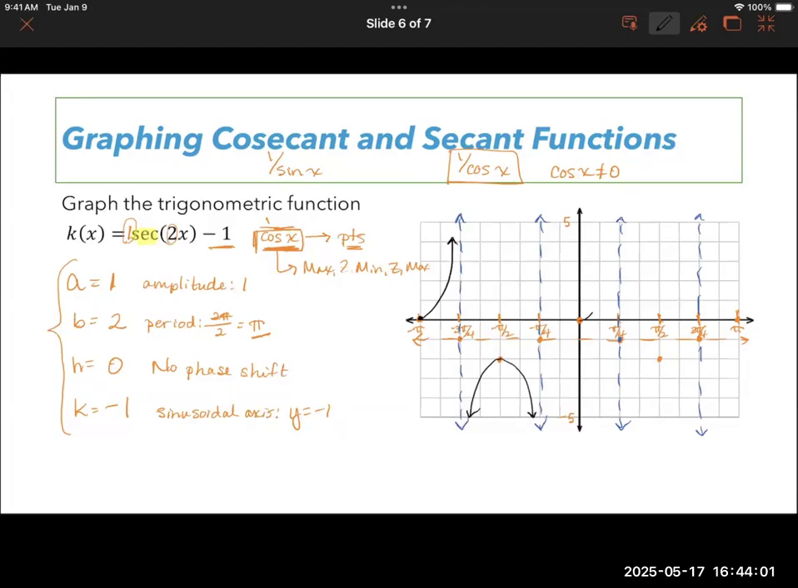So we're back to a maximum point. So our U shape is going to go up, then back to a min point. So we open down, and then we've got another half of a U there to open up. So that's what the graph of a secant function would look like. And you can do the same with cosecant. If it's a cosecant, you would graph it as if it was sine with the same a, b, h, and k values, and then put your vertical asymptotes wherever you have zeros on your sinusoidal axis, and draw your U shapes from the maxes and the mins.